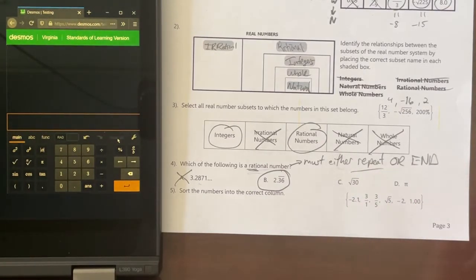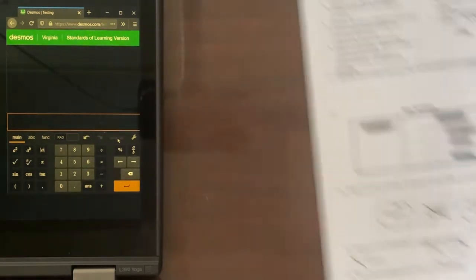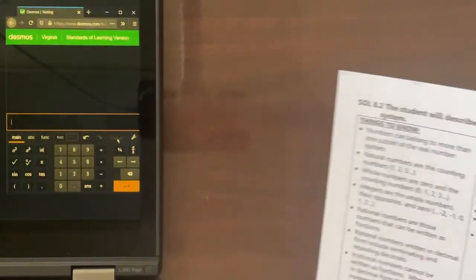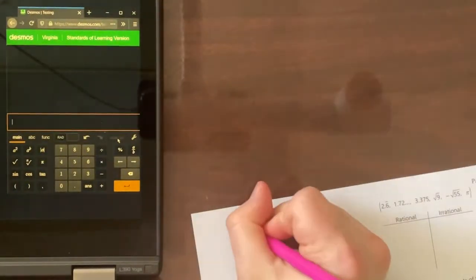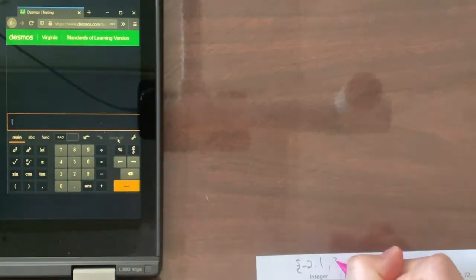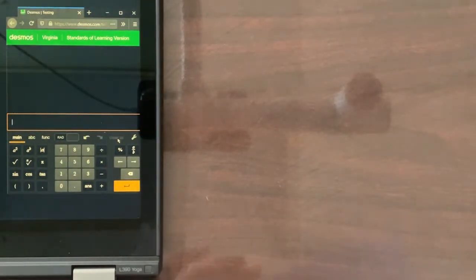For number 5, it says sort the numbers into a correct column. So I think this is actually on the back here. So yeah, let me actually write this on the back. This is -2.1. We have 3/1. We have 3/5.